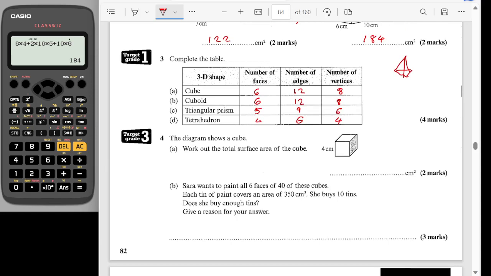Okay, this diagram shows a cube. Work out the total surface area of the cube. So we're doing this from scratch. It's going to be 6 lots of 4 by 4. So that's going to be 6 times 4 times 4. It's going to be 96.